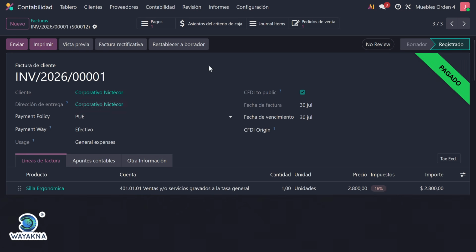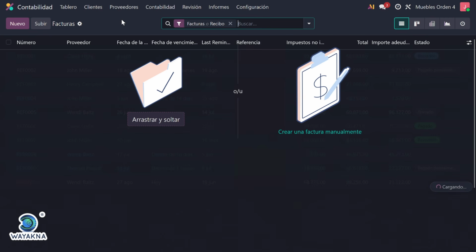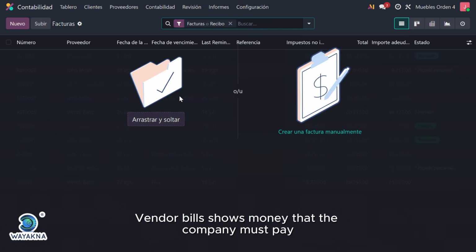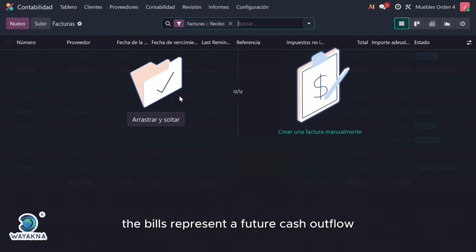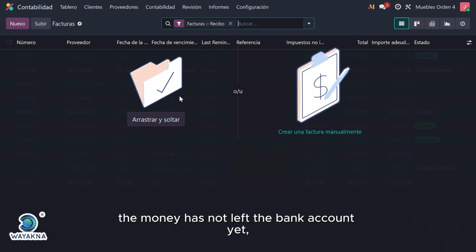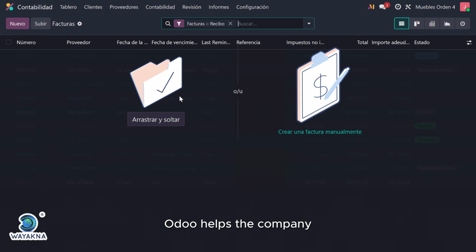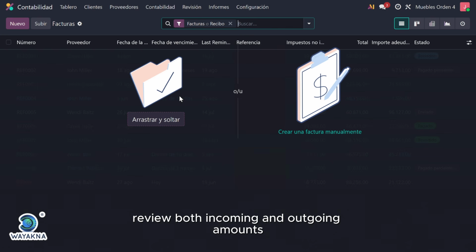So, a vendor bill shows money that the company must pay. The bills represent the future cash out for Muebles Orden 4. The money has not left the bank account yet, but the company must consider this obligation. Odoo helps the company review both incoming and outgoing amounts.